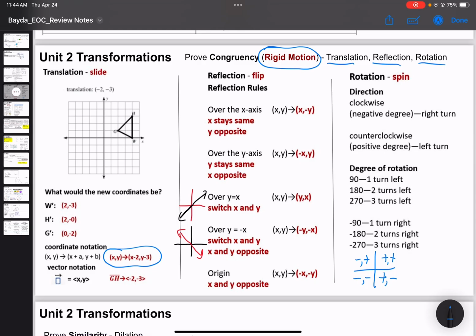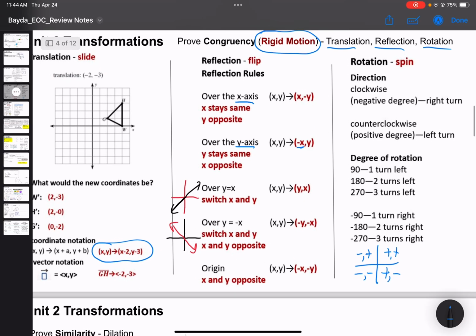For your reflections, this is when you flip your shape. If you reflect over the x-axis, you change the sign for your y. Y-axis, you change the sign for your x. If you are reflecting over the diagonal line, which equation is y equals x, you swap x and y. If you're reflecting over a diagonal line that's negative, shown by y equals negative x, you swap x and y, and then you also want to change both of those signs as well.